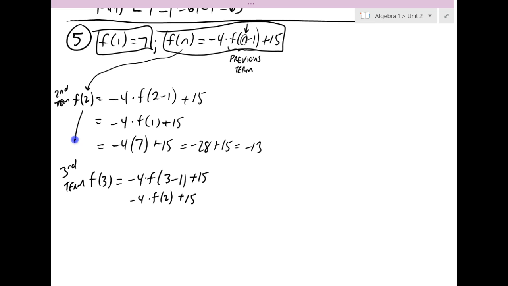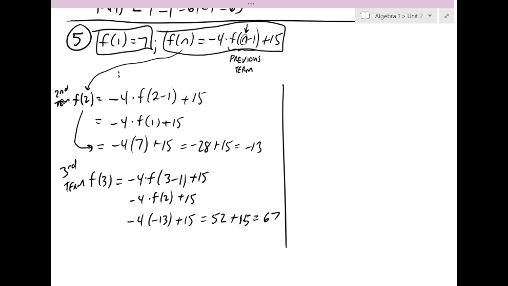We found it right here, it is negative 13. So now I can put negative 13 in place of f of 2. And when I multiply this out, I get positive 52 plus 15, which is equal to 67. Okay? So this is kind of the long way to do it. It works, but it's a lot of work.